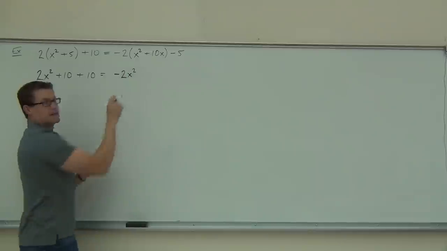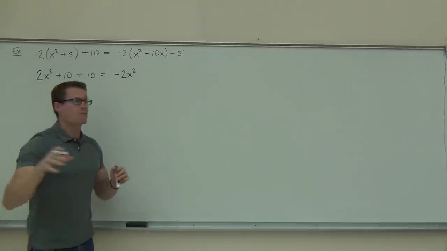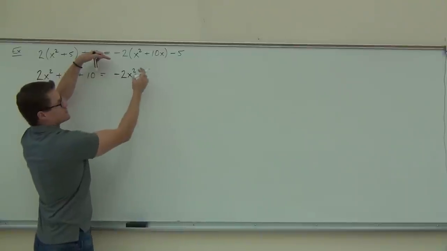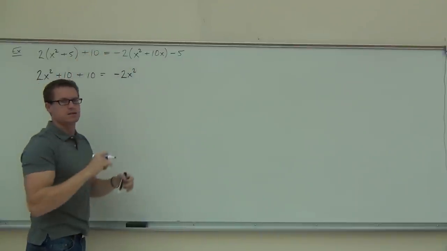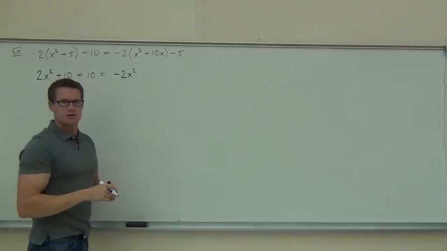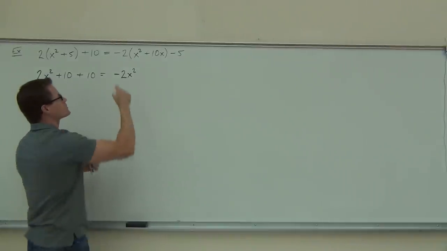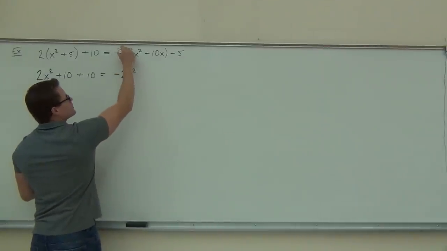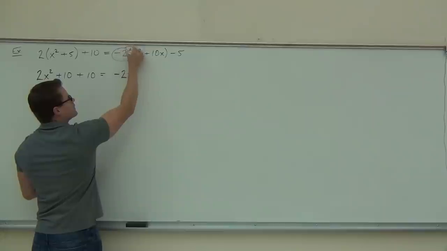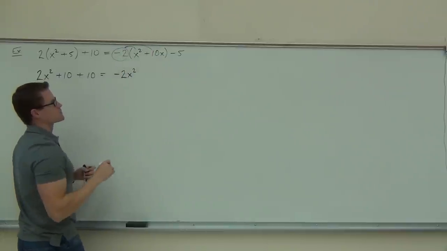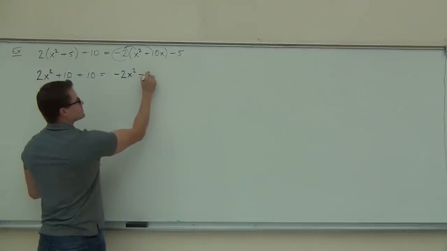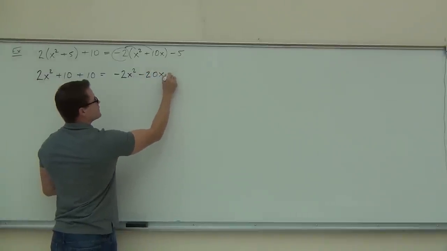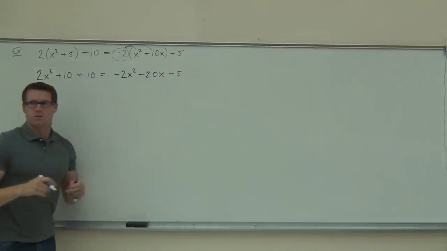Negative 2x minus 10x. That's great. I wanted you to catch that. Are we going to have plus 20x or minus 20x? Why? Good. So we're not just taking this number. We're taking the number with the sign and multiplying that to both of those terms inside. Of course, not the minus 5 at the end. So here we'll have the minus 20x and then minus 5. Are you still with me?